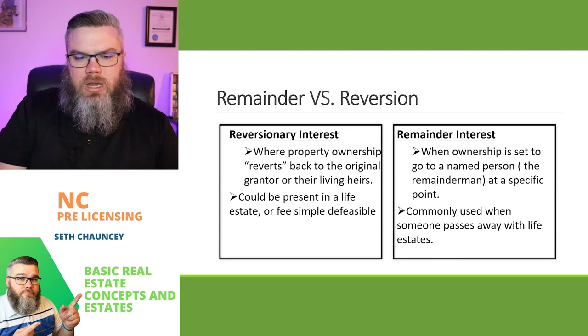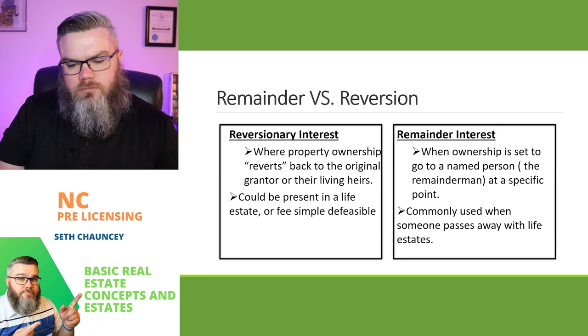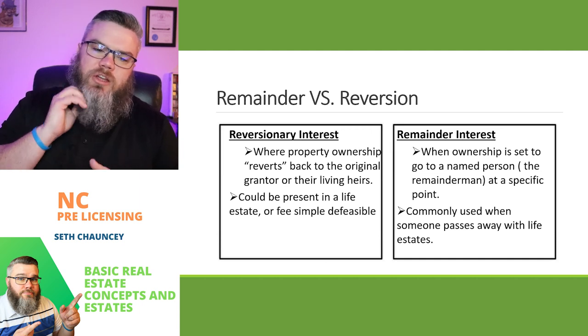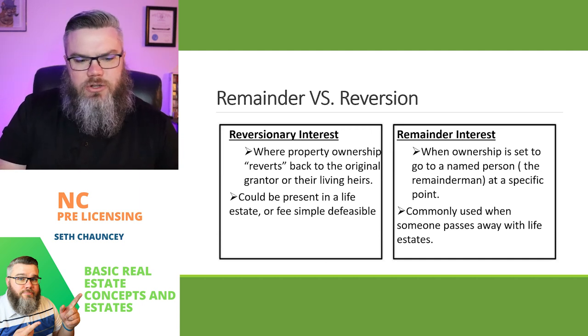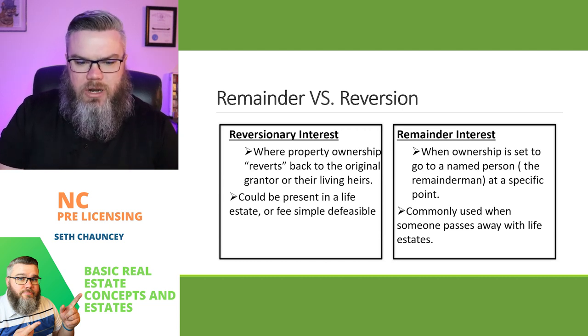Now, if we do not distinguish, if we do not tell you, it defaults to reversion. So it's very important to understand the default. If I say, I give Adriana a life estate so long as Adriana is alive, and I tell you nothing else, when Adriana dies, where is it going?